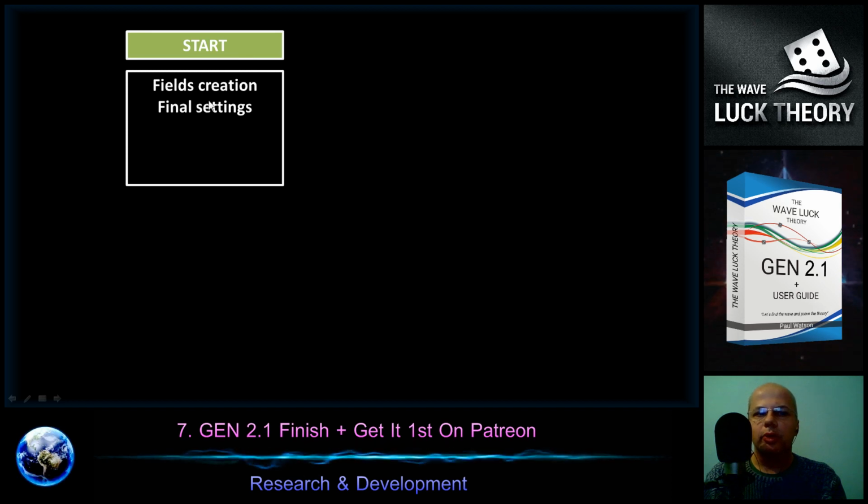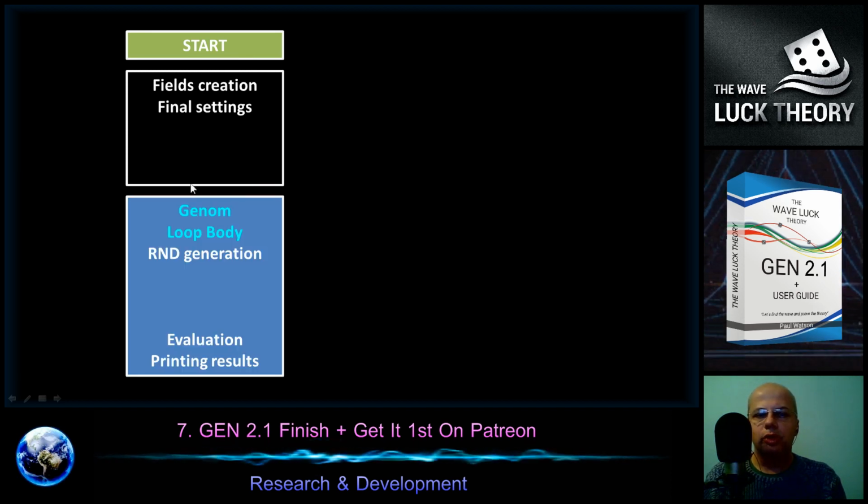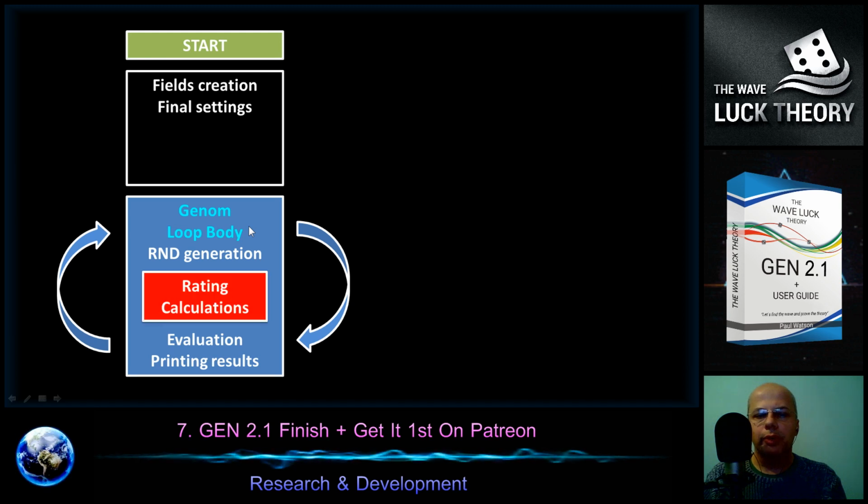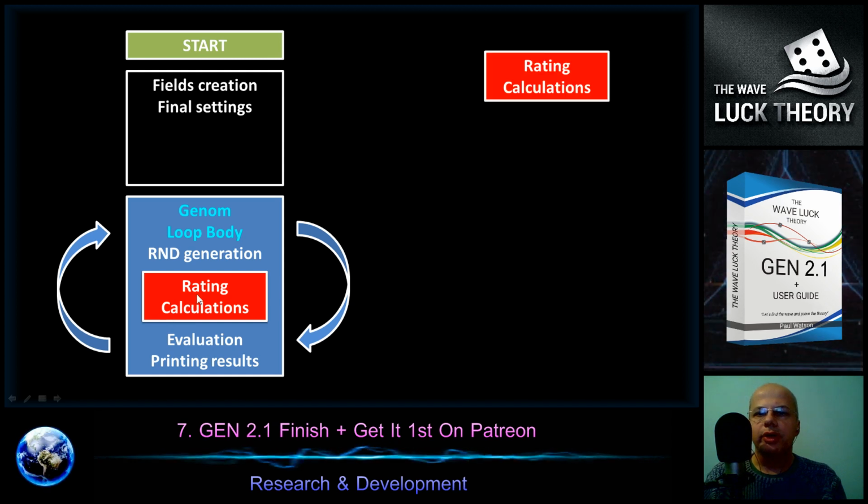Then the final settings are created, and after that the procedure genome is called, the random numbers are generated, and the evaluation and printing are done. So it's in the infinite loop. The new function is called rating, and this is part of the Gene 2.1 software, and the rating should be calculated for every number of hits.